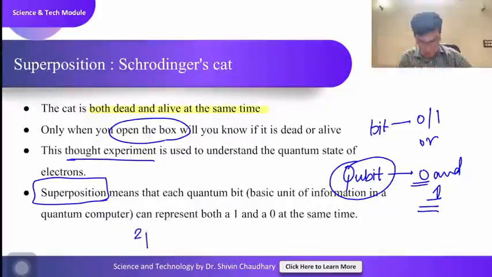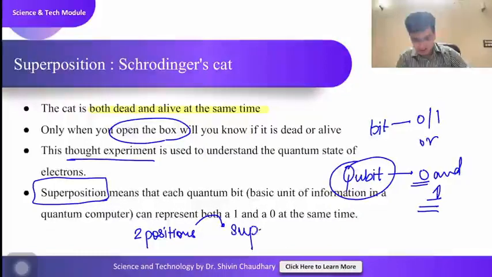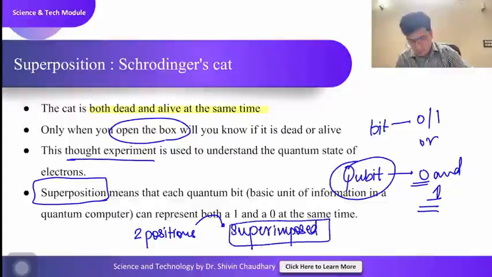Two positions superimposed on each other. This is what quantum computing's first principle says, superposition. The quantum bit is both 0 and 1 at the same time. Is this much clear? Only then I'll move forward.